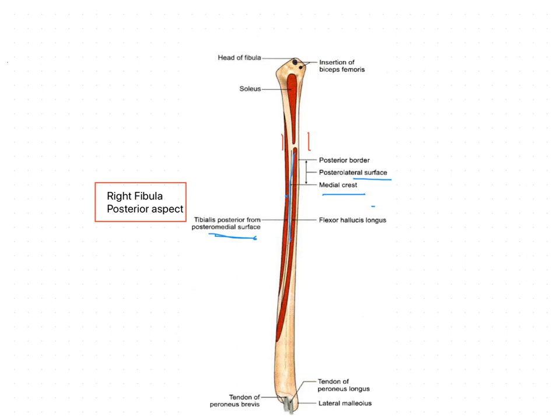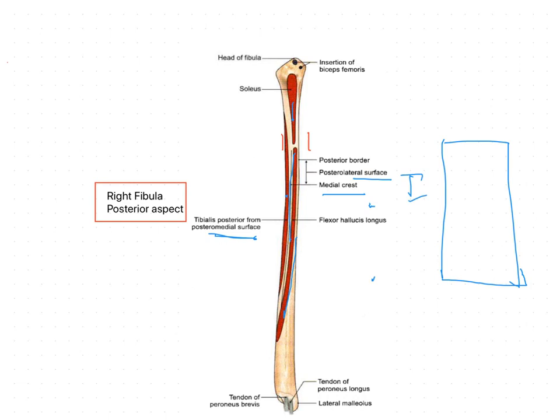Now coming to the posterolateral surface: it gives origin to the soleus from the upper 1/4, and the flexor hallucis longus from its lower 3/4. The entire lower 3/4 gives origin to the flexor hallucis longus. Again we can see this in the schematic representation.